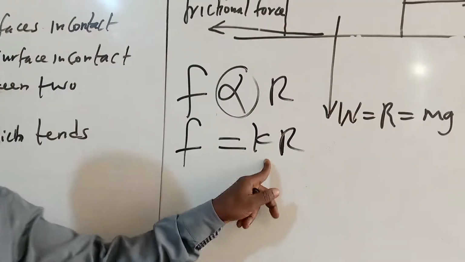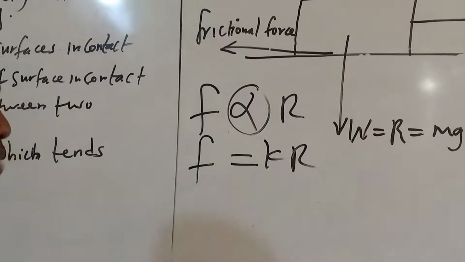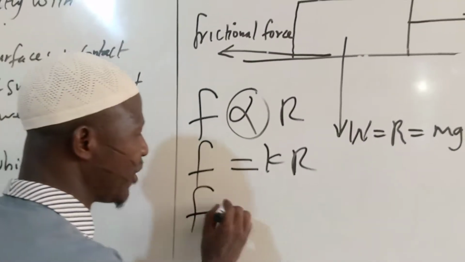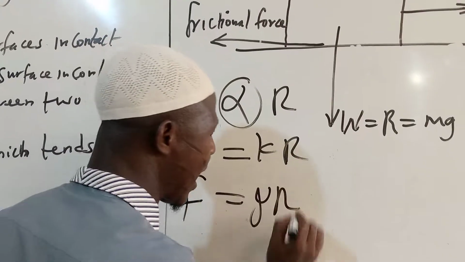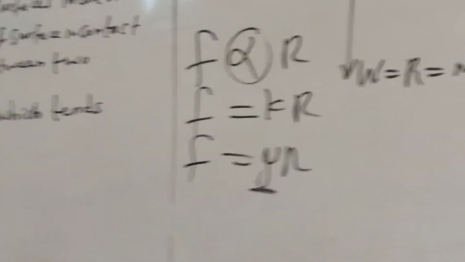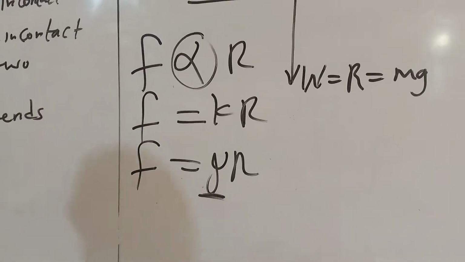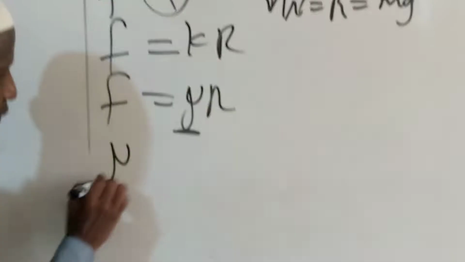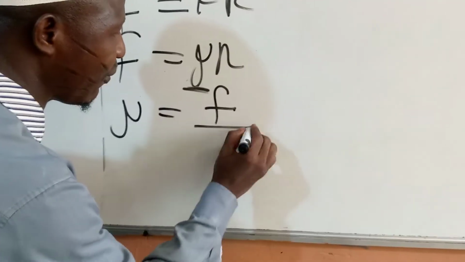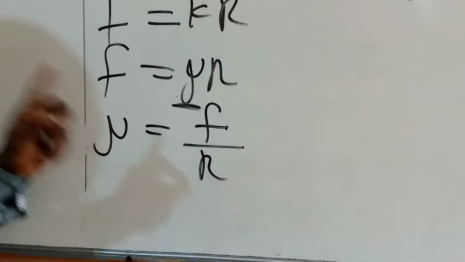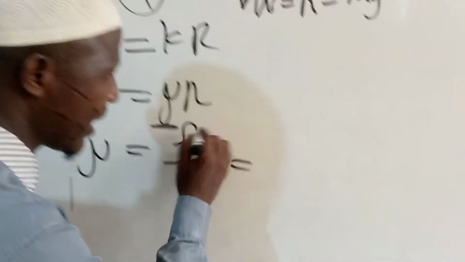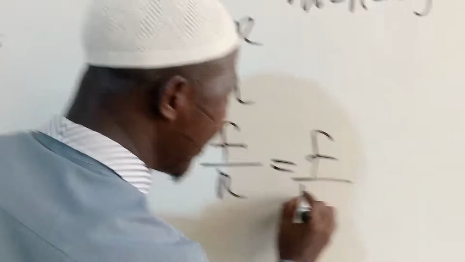Then K, under this topic, under friction, is called mu, which is the coefficient of frictional force. Therefore, F is equal to mu R, where mu represents the coefficient of frictional force. We can make it the subject of the formula. Therefore, the coefficient of frictional force is equal to force applied over normal reaction. Now, don't forget, this normal reaction is the same thing as weight. Therefore, we can write this as F over mg.